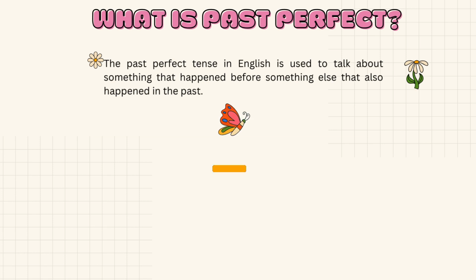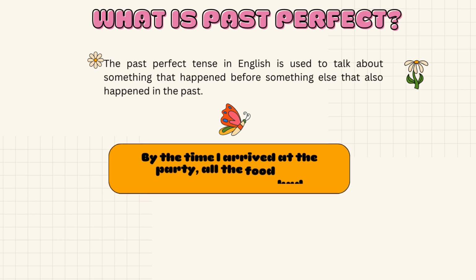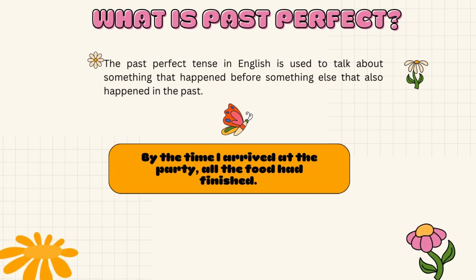You might say something like, "By the time I arrived at the party, all the food had finished." Your friends will be able to understand that the food finished before the moment you arrived at the party because you used the past perfect tense.